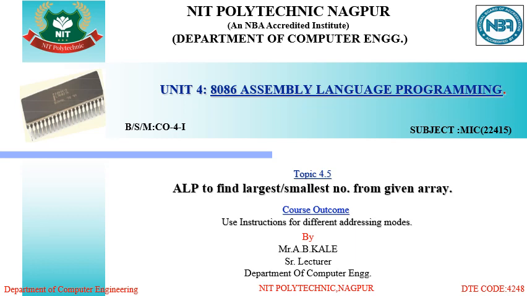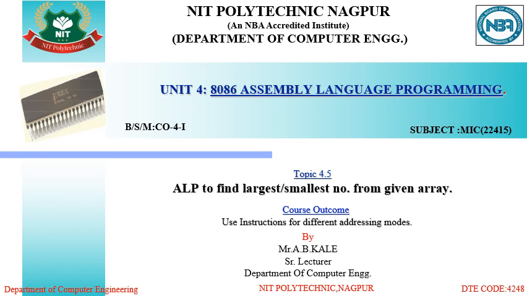So today our topic is to find the largest number from a given array, or to find the smallest number from a given array of elements. In this type of problem statement, suppose the array consists of 10 elements, so in the 10 elements we have to find the largest number which is present. Similarly for the smallest number.